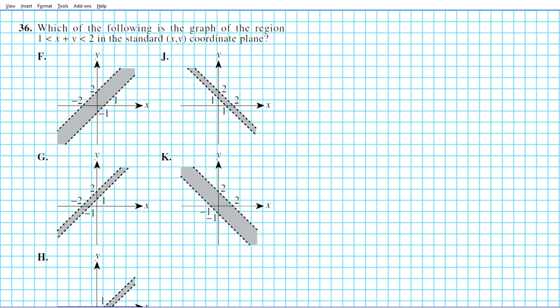Now before we get started, let's take a look at the formulas that guide our process of graphing linear inequalities. If you have y is less than mx plus b, what this basically means is that you're graphing a broken line where you shade the bottom, shade downwards. So less than means shade down.